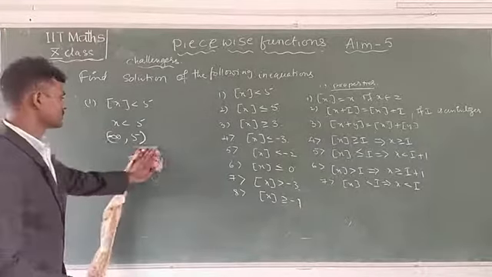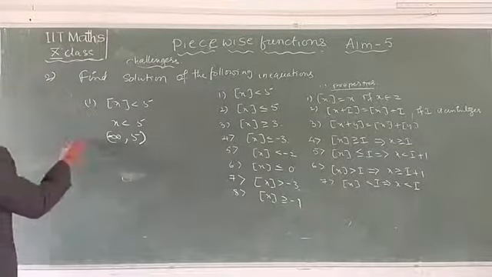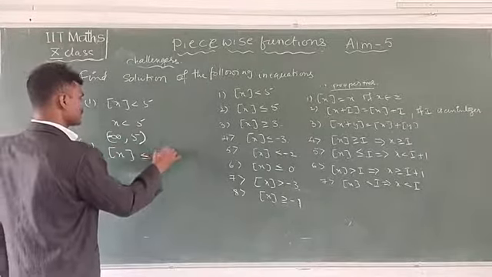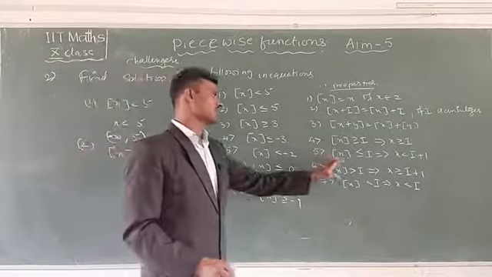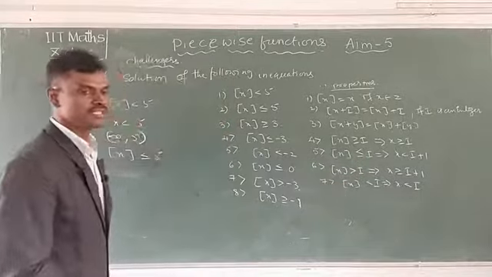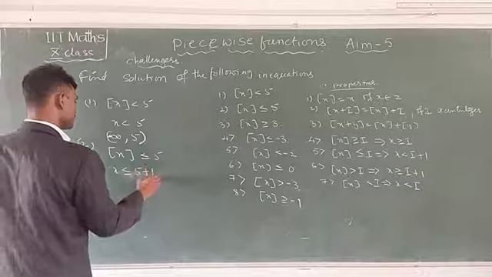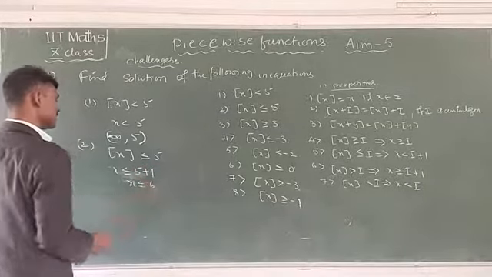Now see the second one. The second one is floor of x is less than or equal to 5. Floor of x less than or equal to 5 means x is less than integer plus 1, so x is less than 5 plus 1, that is x is less than 6. Is this correct or not?